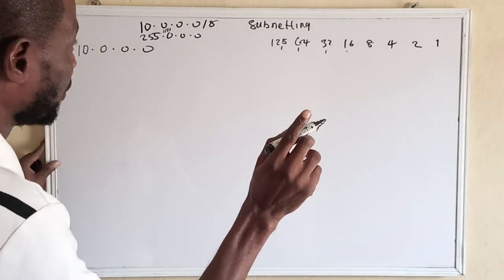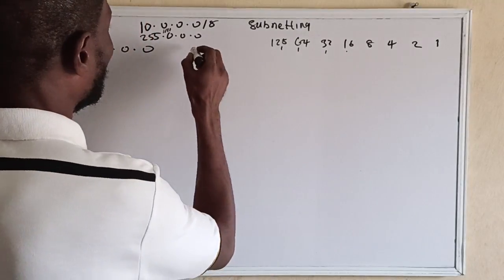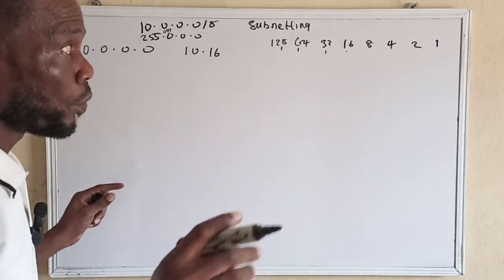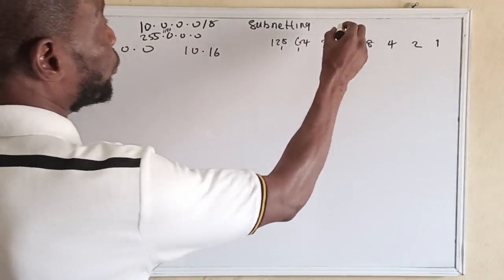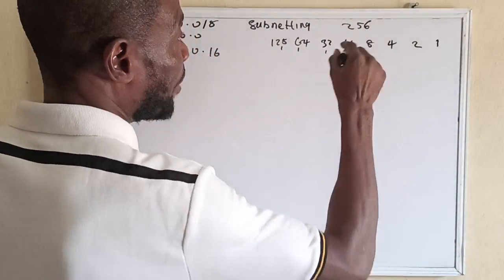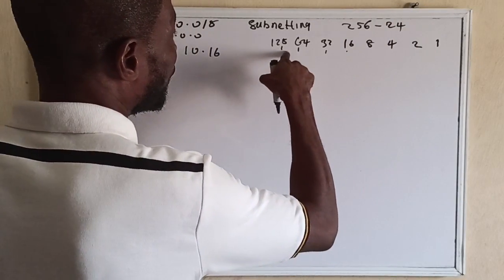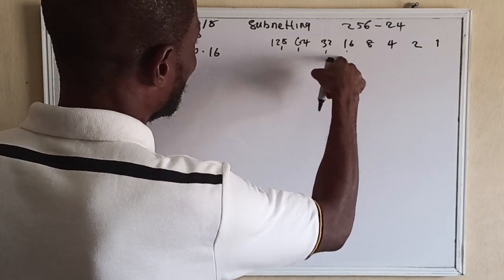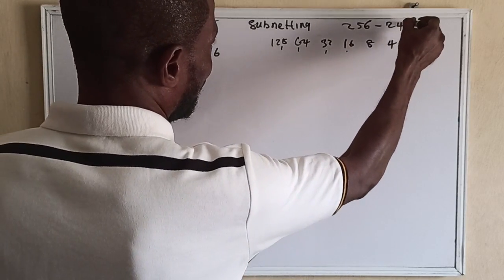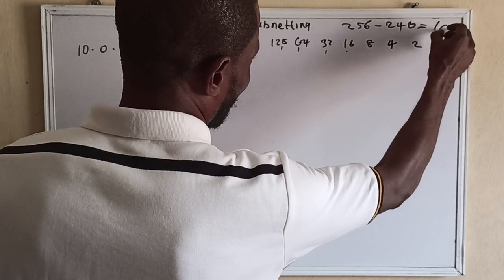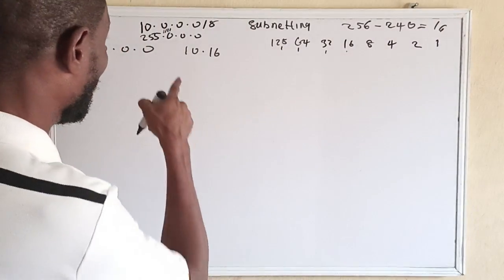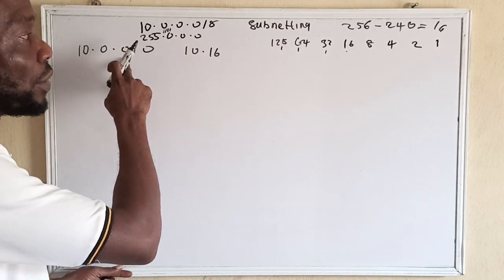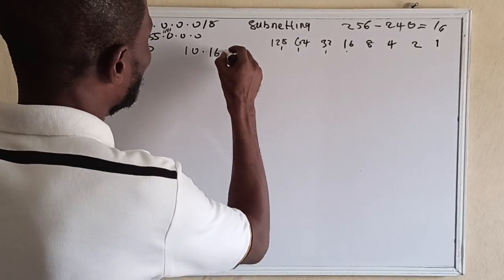10.0.0.0 is the first network address. Now the second one is 10.16.0.0, because do you know why? 256 minus 240 gives you 16. Counting from the last borrowed bit, the 4 bits that I borrowed give 240, which equals a block size of 16. I use 16 as the block size. The first one starts from 0, the first network address, and the second one starts from 16.